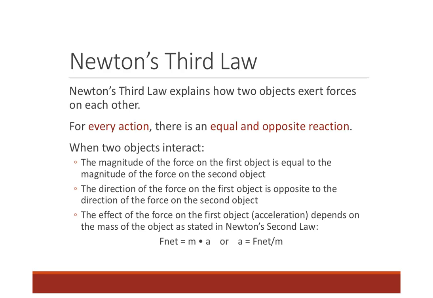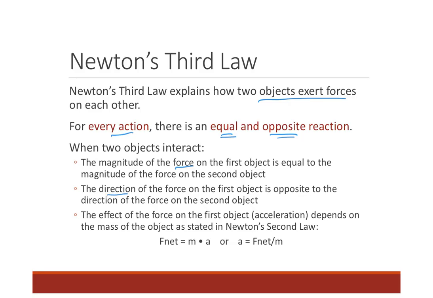Remember, we have Newton's third law, which explains how two objects exert forces on each other when they interact. Newton's third law usually gets summarized as for every action, there is an equal and opposite reaction. So that means when two objects interact, the magnitude of the force, or the size of the force, on the first object will be the same as the size of the force on the second object, but the direction of the force will be opposite.